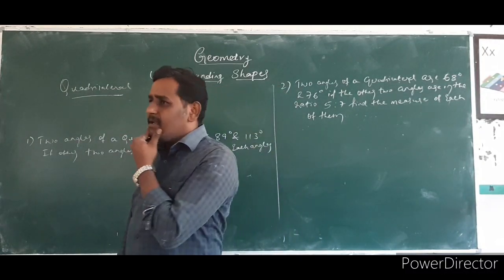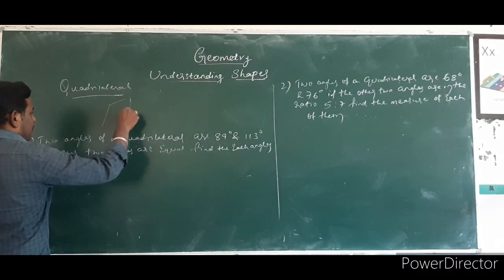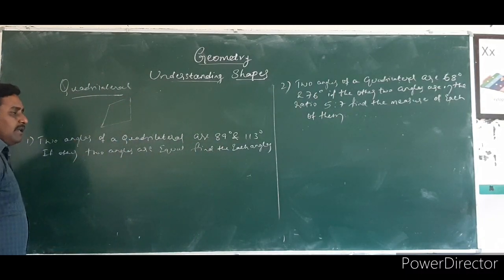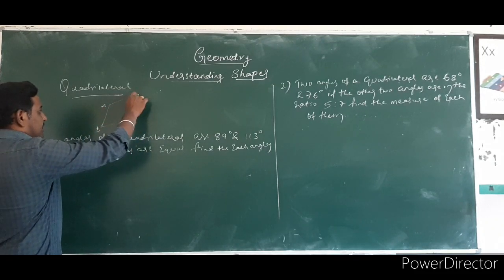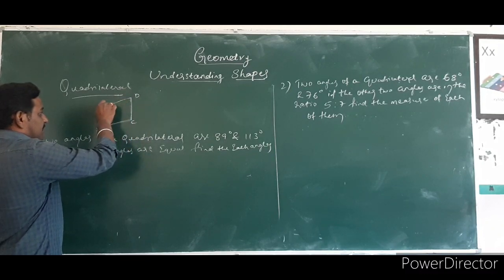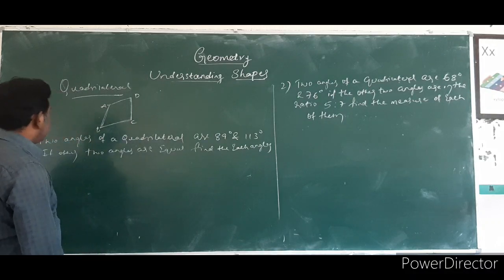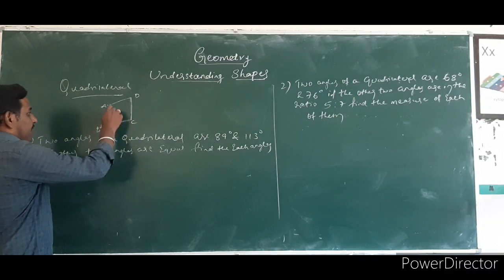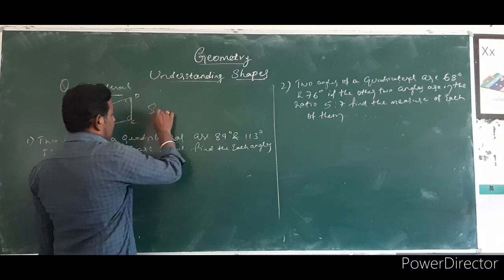Very simple. Quadrilateral means what? A plane figure bounded by four sides. ABCD is a quadrilateral means AB is one side, BC is one side, CD is one side, and AD is one side of the polygon.